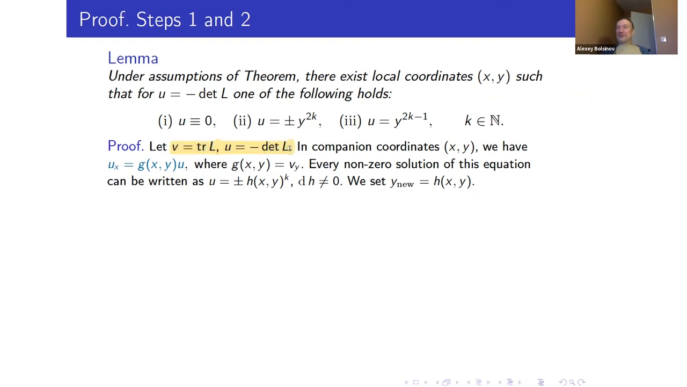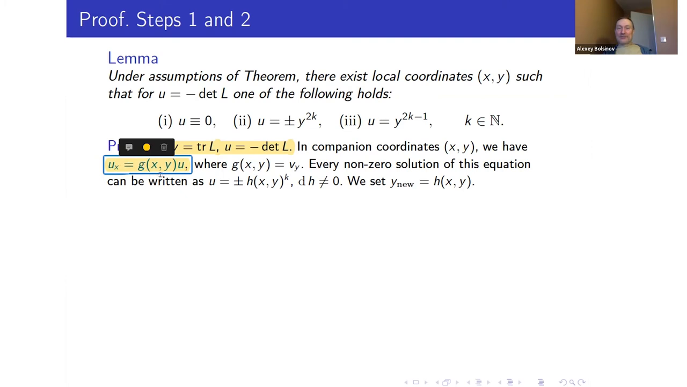We know that companion form exists. We reduce our operator L to companion form, and then the coefficients in the first column are exactly trace and determinant, and we know that they satisfy a certain system of PDEs. One of these PDE equations is like this, the equation for the trace. There is a typo here, sorry. It's a partial derivative not with respect to X, but with respect to Y.